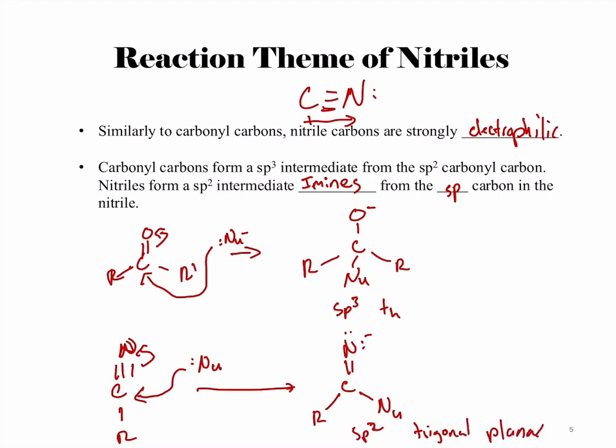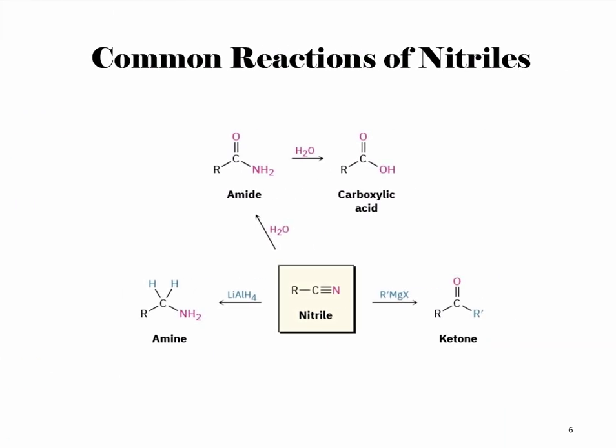And so this is going to be the intermediate step that then gets used to produce the products in nitrile chemistry a lot of the time. So we go from a linear carbon atom to a trigonal planar carbon atom, and that's our intermediate step for a lot of these nucleophilic addition reactions. A lot of these common reactions of nitriles fall under this same general type of mechanism. So we can have hydrolysis of the nitrile.